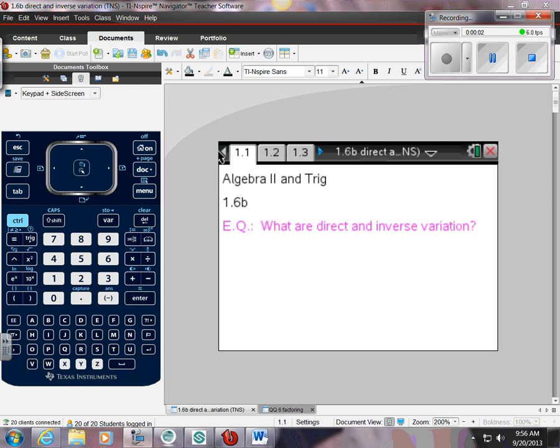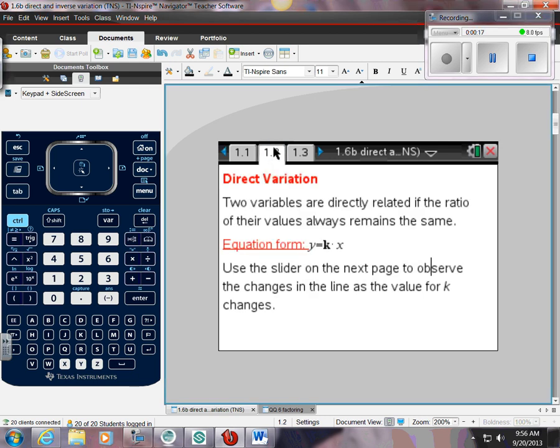Okay, so today we're going to be talking about something called direct and inverse variation. It's pretty simple. It's not overly difficult, so we should be able to get through this relatively quickly. Okay? So, direct variation we're going to talk about first.